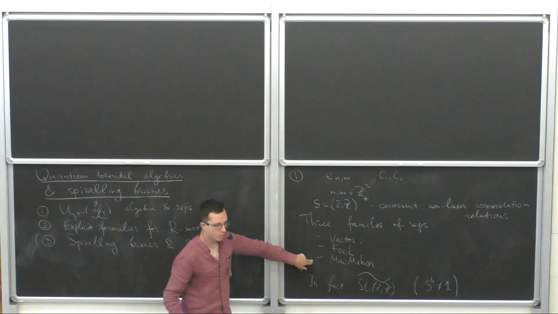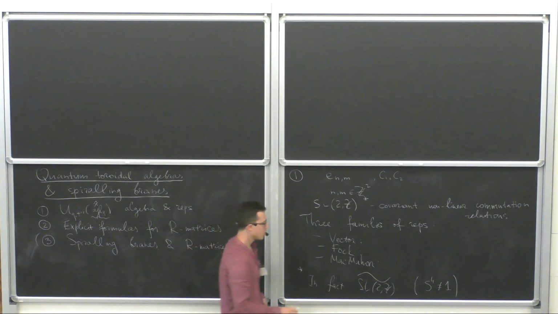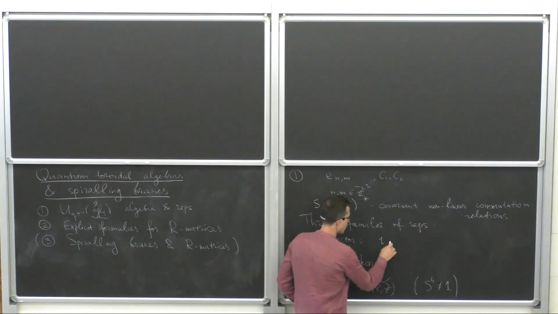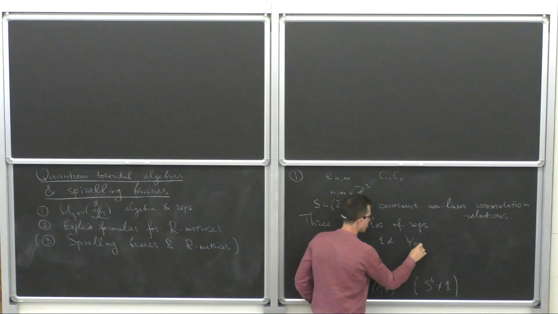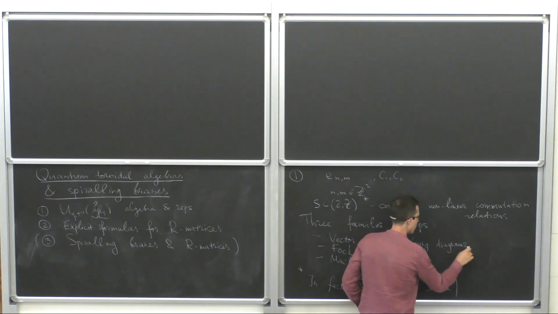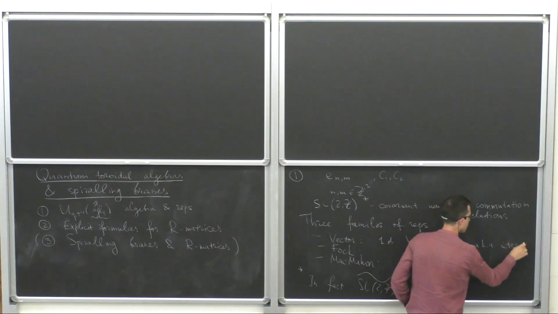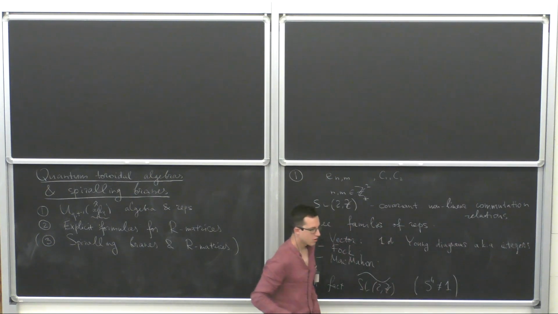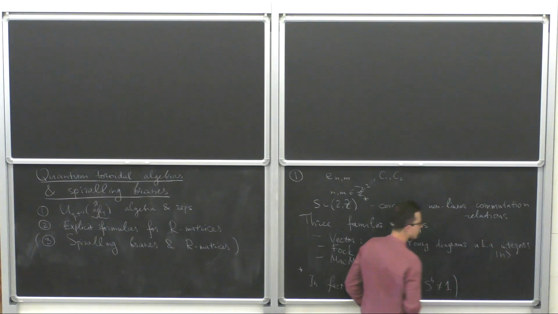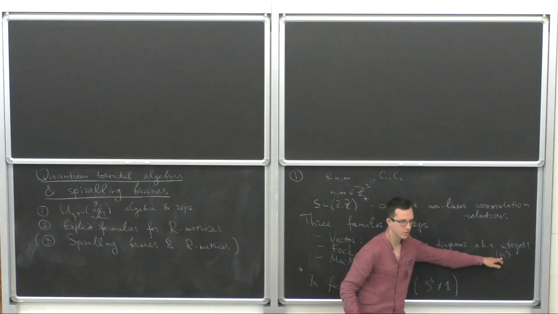The McMahon one I basically will not use, but the idea is that the states of these representations are labeled by one-dimensional Young diagrams, also known as integers. So the states here can be labeled like this, or any other notation involving an integer n, you like.